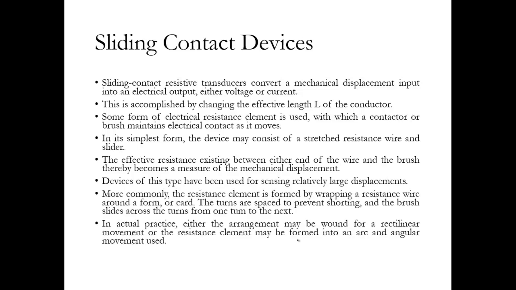Devices of this type have been used for sensing relatively large displacement, and more commonly they are formed by wrapping a resistance wire around a form or card. The turns are spaced to prevent shorting, because there could be shorts between the turns. It could be something like this, and the brush slides across the turns from one turn to the next. So in practice, it could be formed for a rectilinear movement, or the resistance element may be formed into an arc, and angular movement is used.